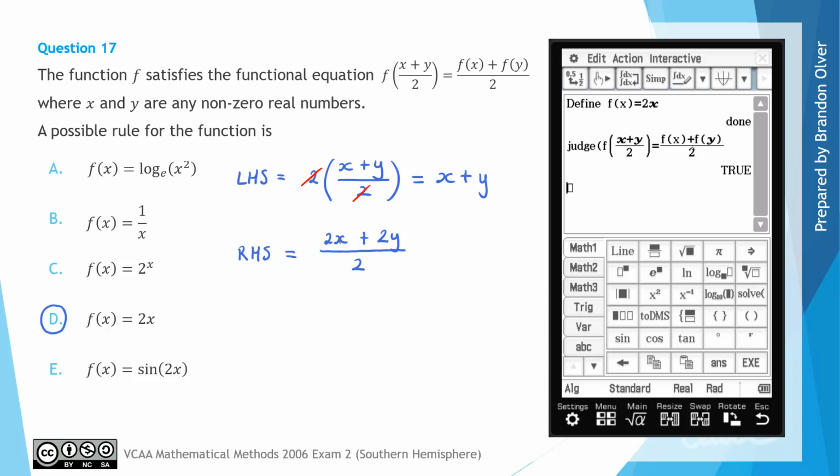Now there's a common factor of 2 on the top line and the bottom line, so that also just simplifies to x plus y. So with that working, we've also shown that 2x satisfies that particular functional equation. But it's much quicker to do it using a calculator rather than manually trying to test all of those by hand. But if you did have to do it by hand, that's the process that you'd work through. You'd show that the left-hand side and the right-hand side are both equal.